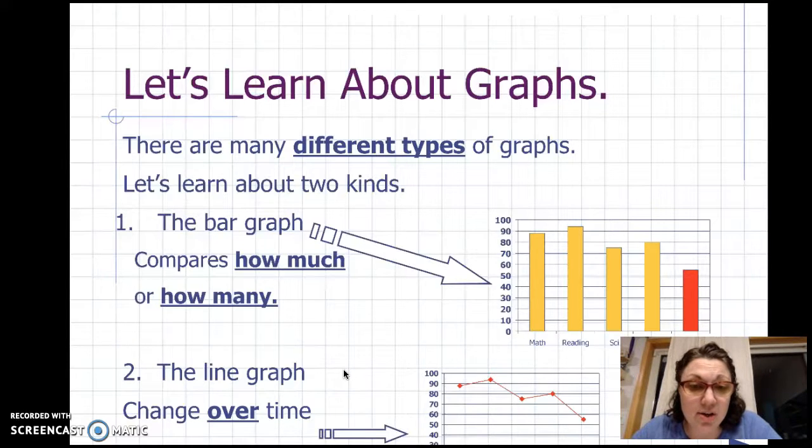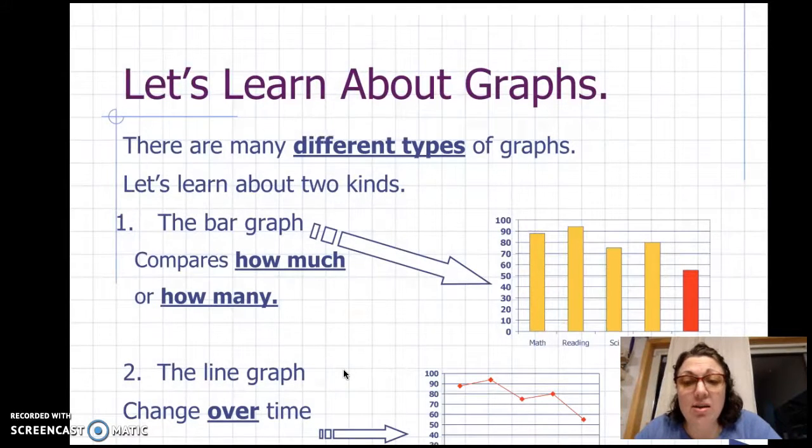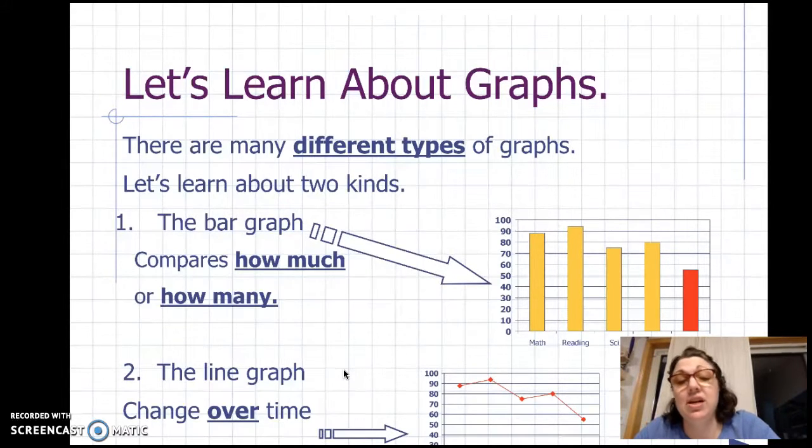There are 2 kinds that we're going to talk about right now: the bar graph and the line graph. Bar graphs compare how much or how many. So how much is your score in each class in this graph? Or in the previous paragraph, it was how many of each type of animal. If we had done the pizza party survey in a graph, it would have been how many of each type of pizza, or how much pepperoni, how much sausage, how much cheese.